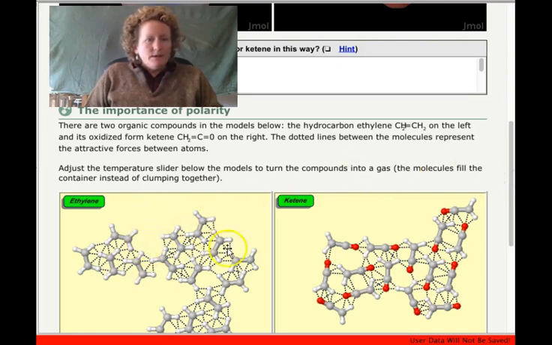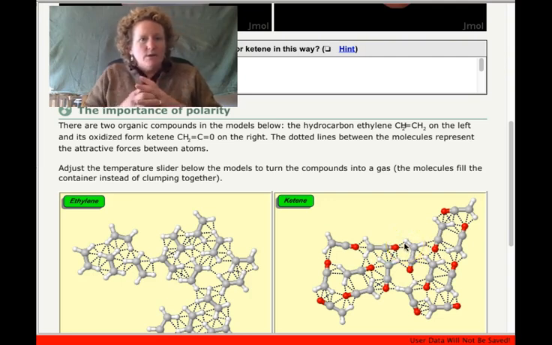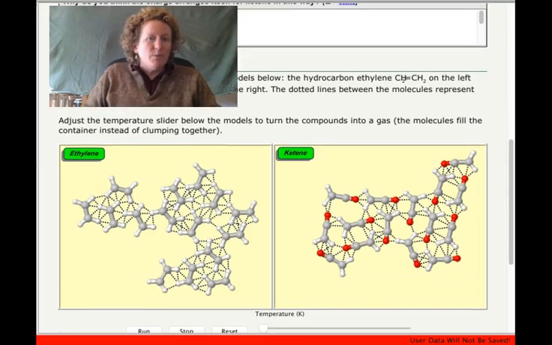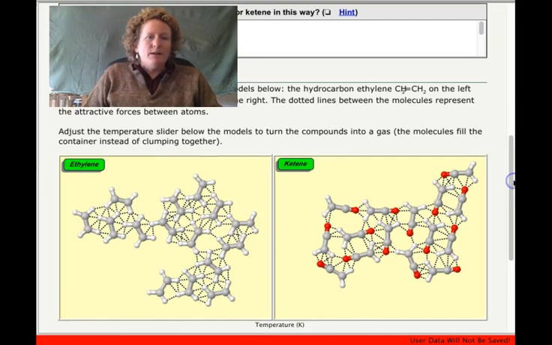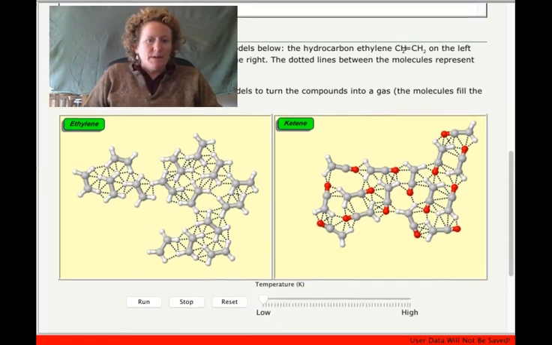Here's ethylene and ketene again, those molecules that we looked at up here. The dotted lines between the molecules represent the attractive forces between the atoms. So these little dotted lines are how much stickiness or how much attractiveness there is between the molecules. If we're going to adjust the temperature and turn the compound into a gas, basically boil it, that will look like the molecules filling the container instead of clumping together.